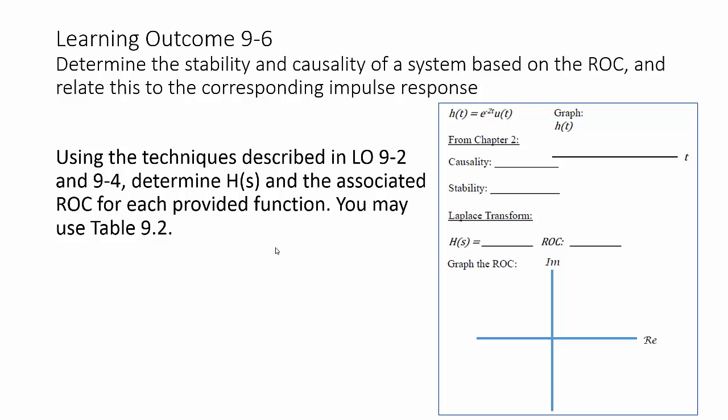Now we're going to move on to the Laplace transform part of the worksheet. In Learning Outcome 9.2 and 9.4, we talked about finding the transform h of s. You may use Table 9.2. Please determine what h of s would be for each of these h of t. Associated with it will be an ROC in the last column of the Table 9.2. For each of your h of t, please determine h of s and the corresponding ROC.